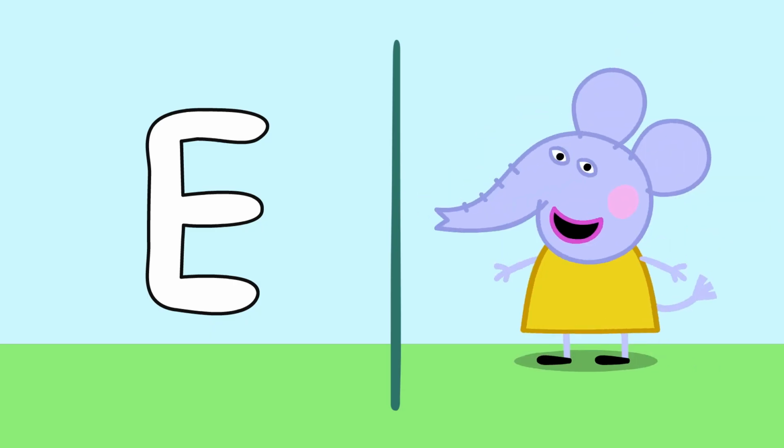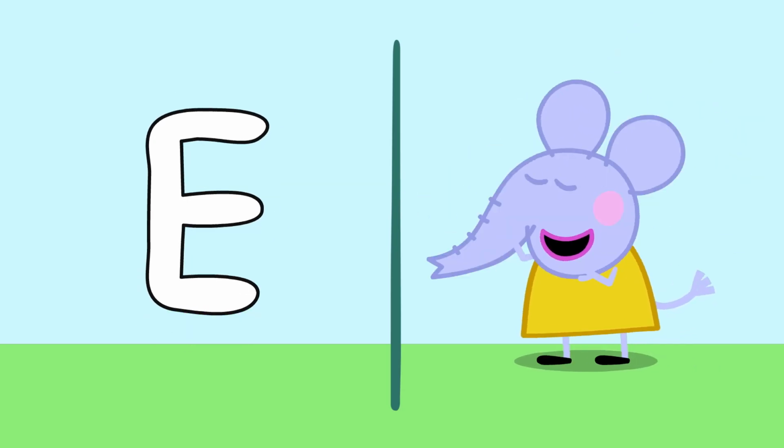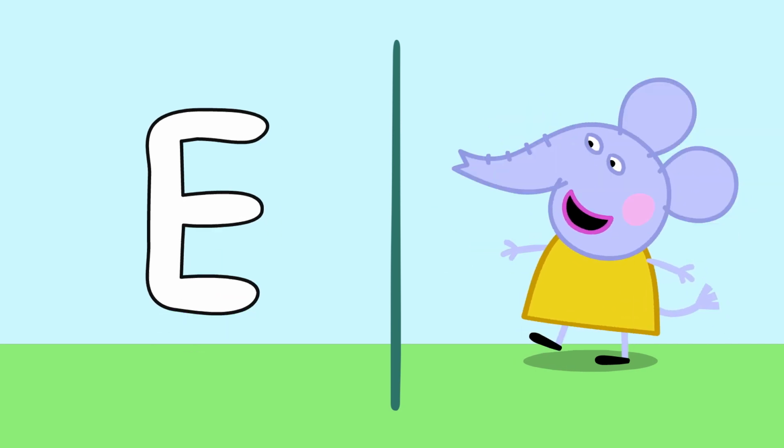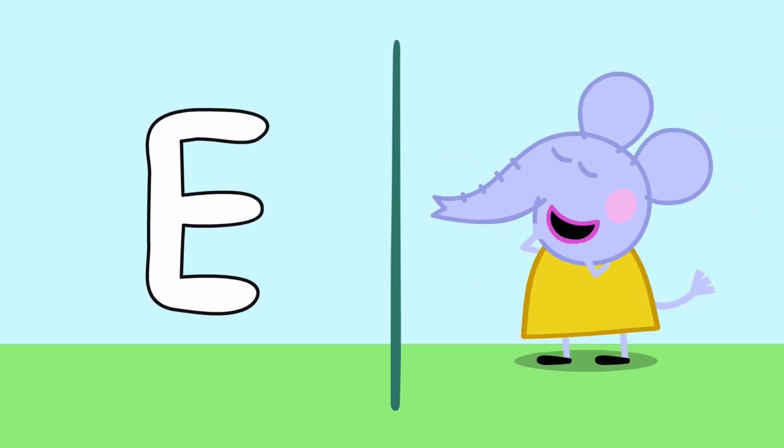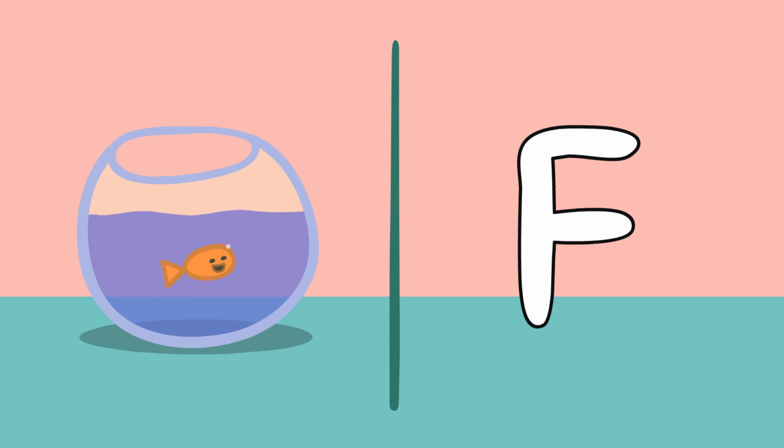E is for Emily, eh, eh, Emily, Emily, eh, Emily, eh, E is Emily. F is for fish, fish, fish, fish, F is fish.